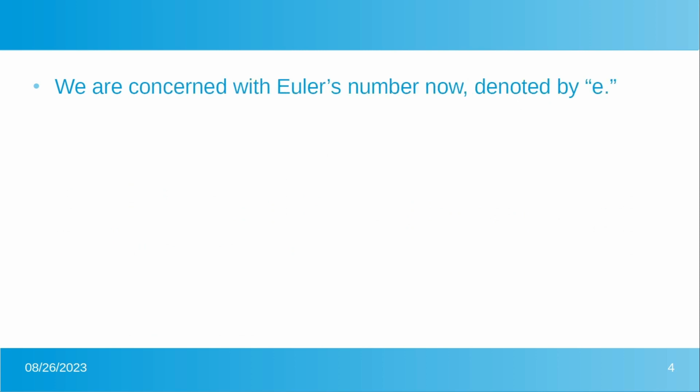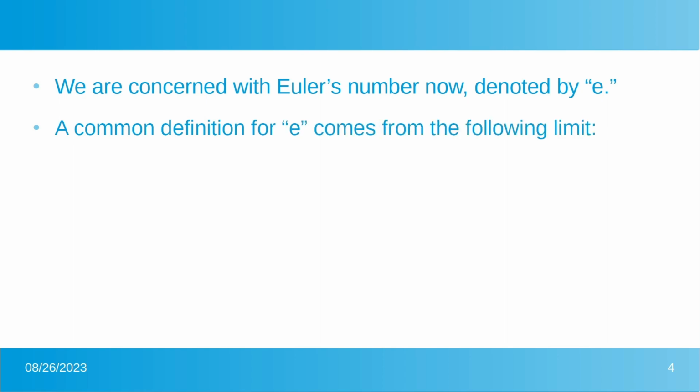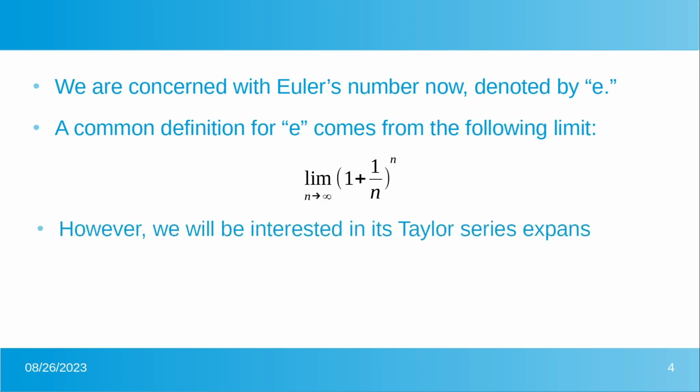We are concerned with Euler's number now, denoted by e. There's a famous limit that you can find by just Googling e itself, and this is usually what you'll find. However, we're going to get more intuition here by considering the Taylor series of e itself, just the constant, not e to the x. This is the discrete sum as n goes from 0 to infinity of 1 to the n divided by n factorial.